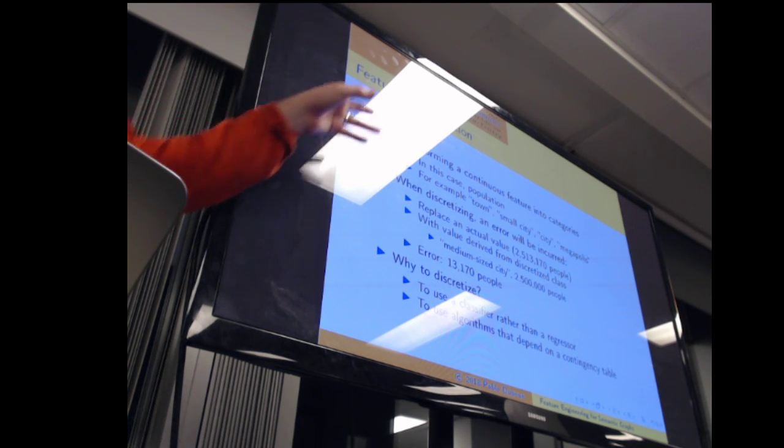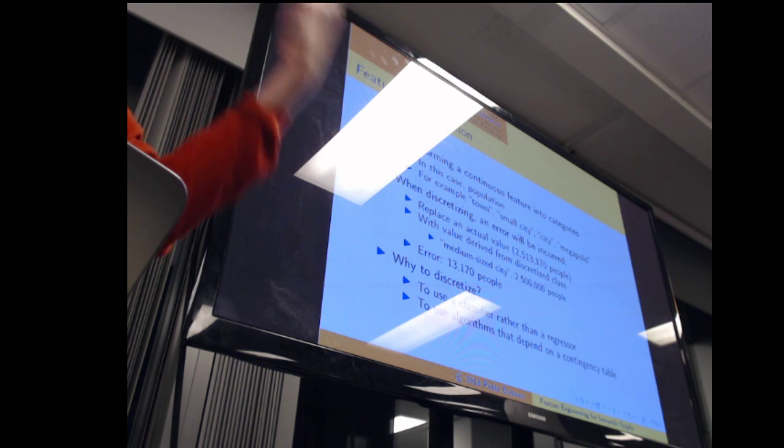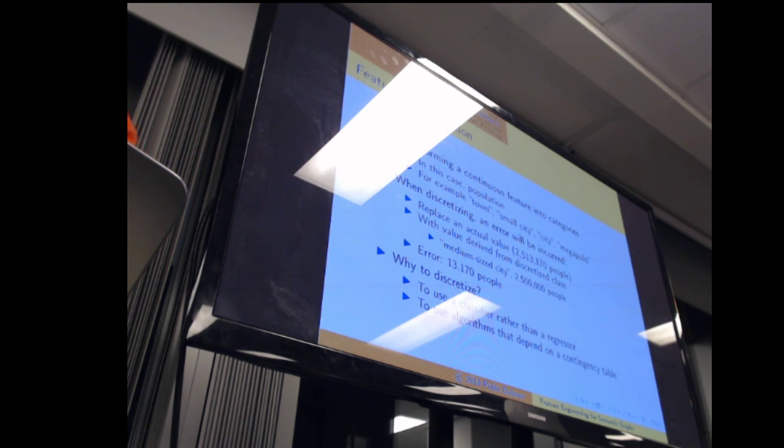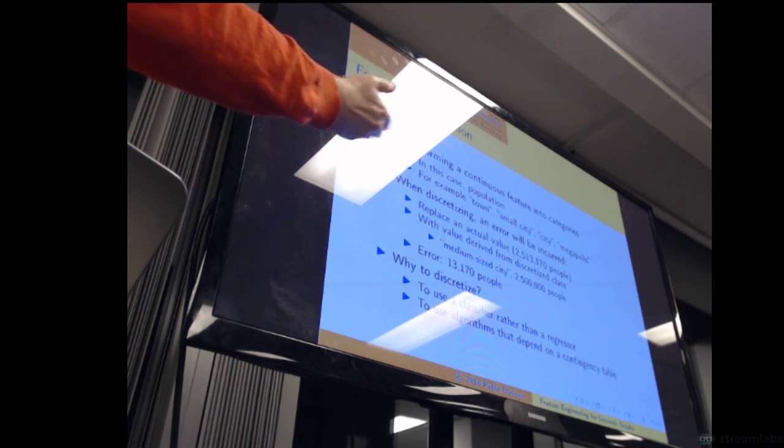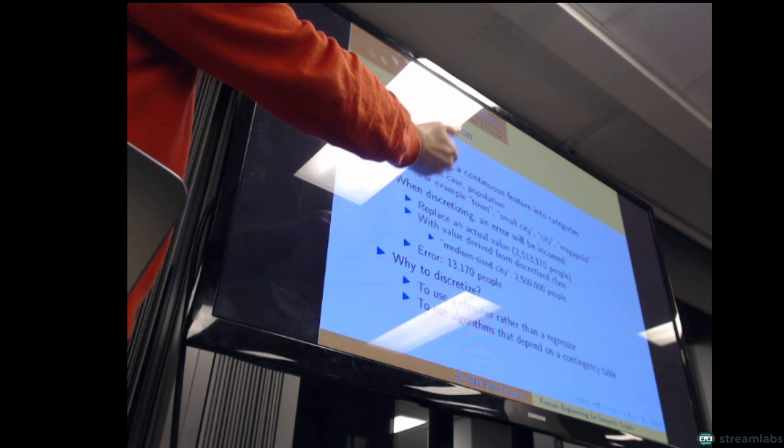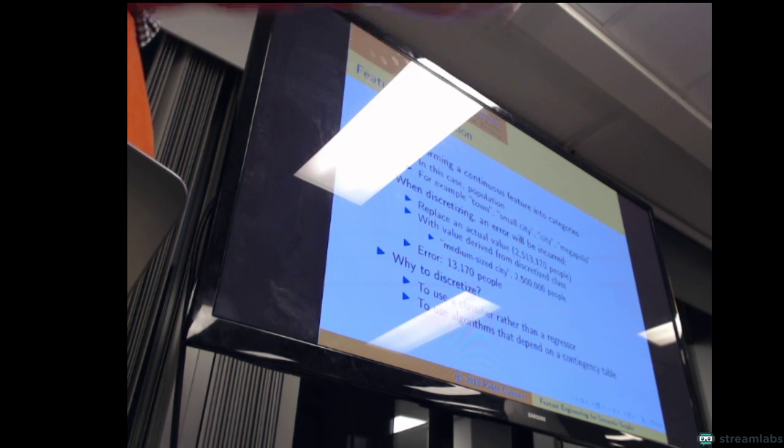So for the two techniques we're going to see later, they operate over discrete features, not over features that are continuous. So we're going to see this technique for feature discretization. It's a very simple technique. The idea is that you have a continuous feature, like a population, like the target class, and you're trying to transform it into town, small city, and megalopolis.